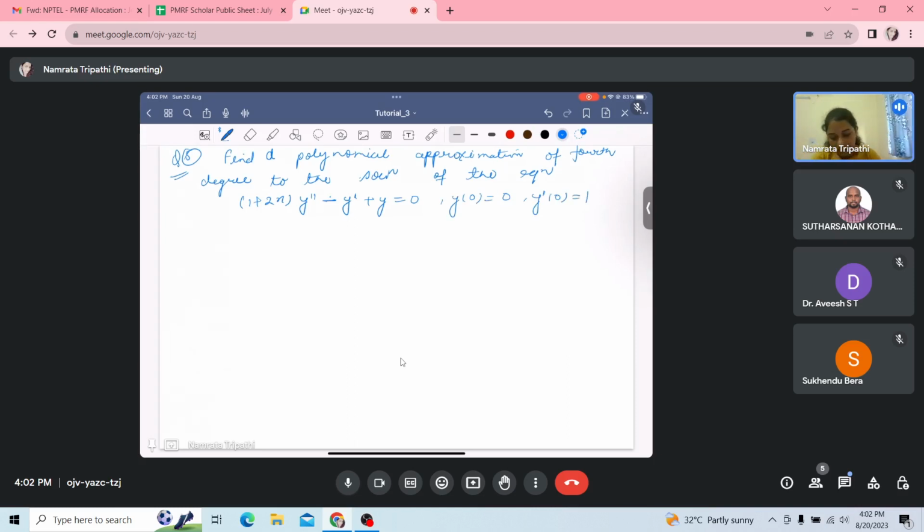In this question, we have to find a polynomial which approximates the solution to the fourth degree. Is the question clear?